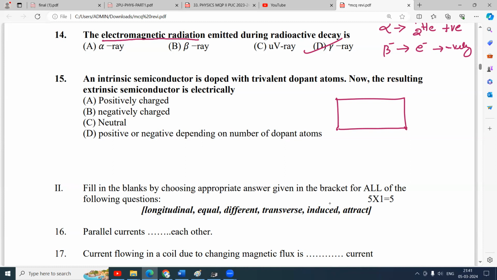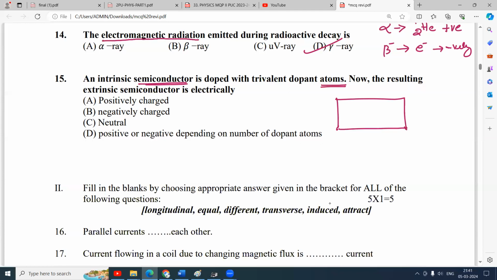Now, it is doped with the trivalent atom, suppose you are adding boron. You are adding a full boron atom. That means it is an electrically neutral boron atom. But unfortunately, boron atom has got only 3 valence electrons, and a semiconductor is tetravalent. It needs 4 valence electrons. Boron has only 3 valence electrons, so it cannot fulfill all the bonds. So one bond is left vacant.